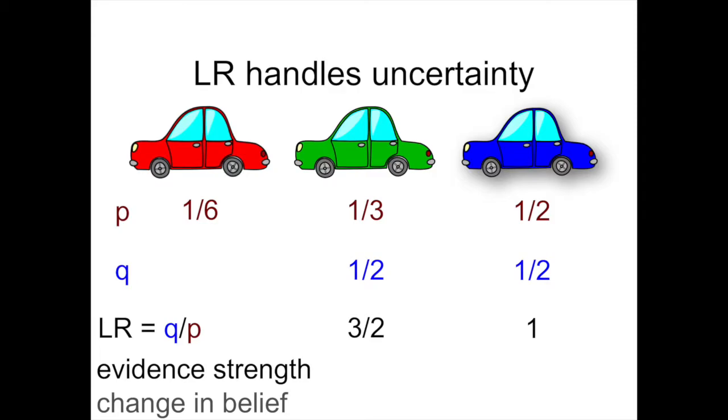When it was definite, you went from the random match probability, the rarity P, to 1. Now we're just going to Q. Q could be more, it could be less. Let's see what it is here. Well, for the green car, it's 1/2 divided by 1/3, which is 3/2. That's the likelihood ratio. And for the blue car on the right, that's 1/2 divided by 1/2, which is 1. That's what the likelihood ratio is. So now we have the likelihood ratio handling uncertainty and giving us a measure of evidence.